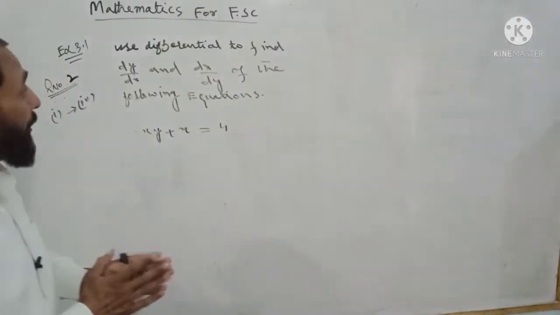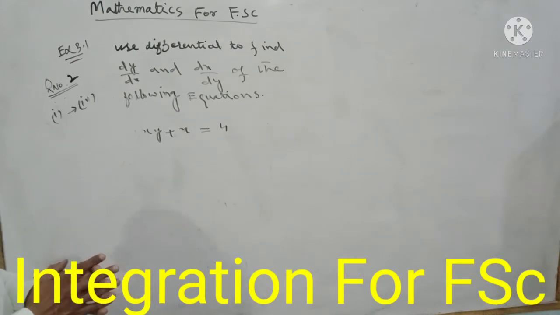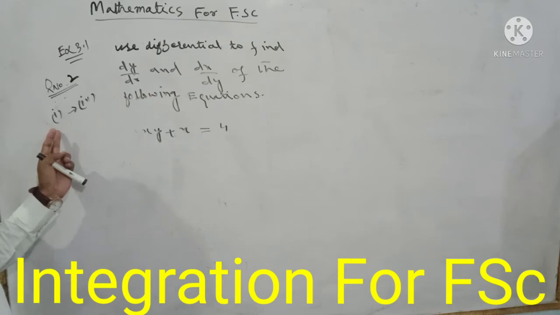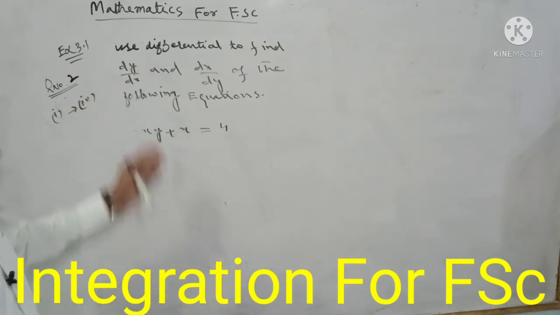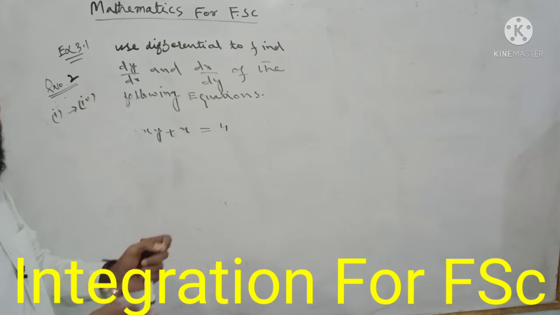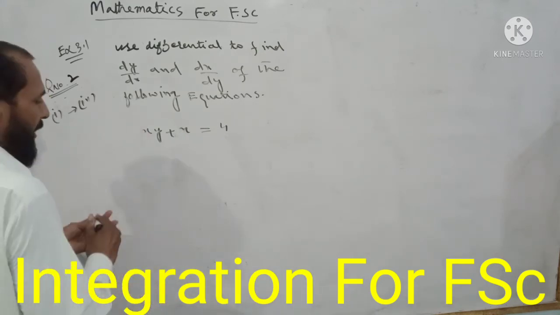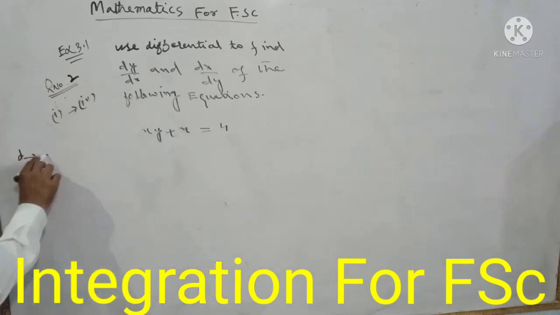So for mathematics, especially today, we are starting mathematics for the FSC, and now we start exercise 3.1 and question number 2. Question number 2 contains three parts. Use the differential to find the value of dy over dx and dx over dy. We have only used the differential, not d over dx. Differential means we can write d, the differential.